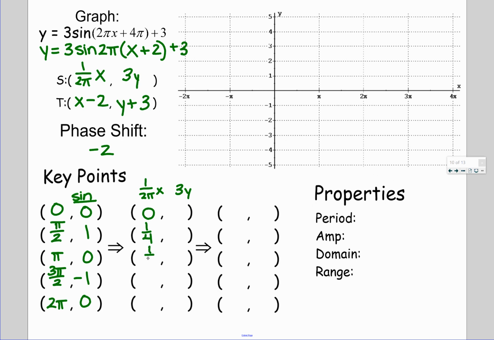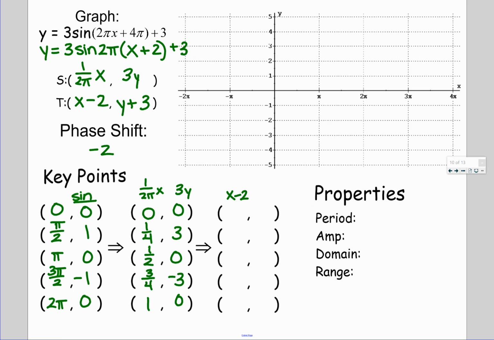1/2. If I do 3 pi over 2 times 1 over 2 pi, 3/4. And then if I do 2 pi times 1 over 2 pi, 1. So how many pi's left? 3 times my x is 0, or my y is 0, 3, 0, negative 3, 0. There we go. Okay? Because the pi's are gone, this next part's going to be easier.